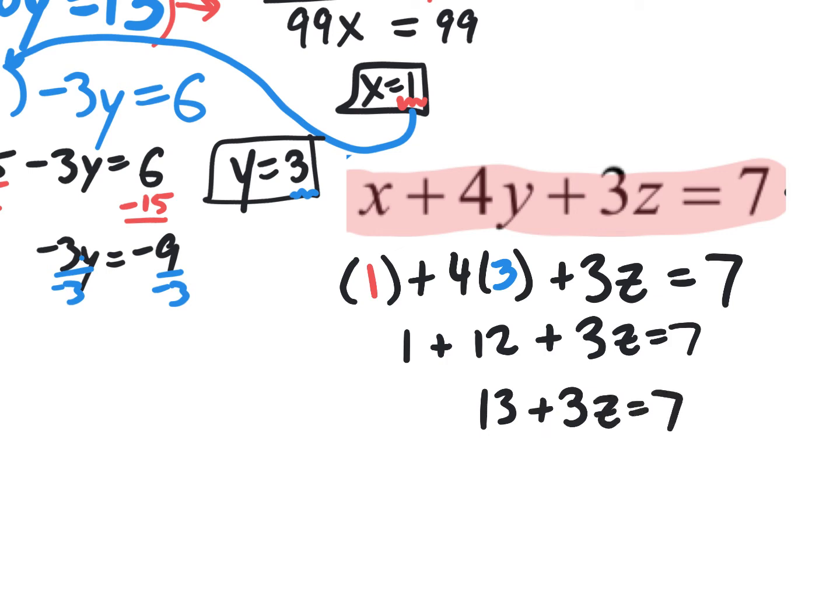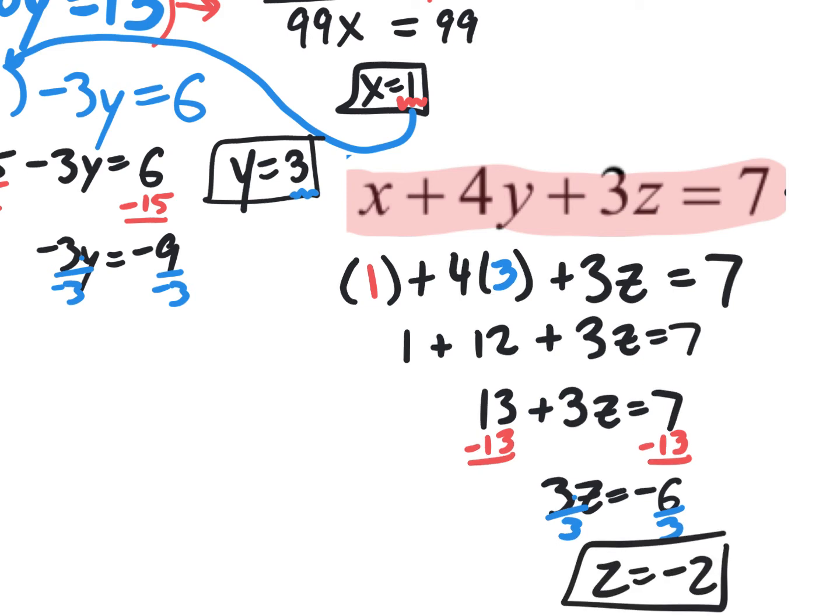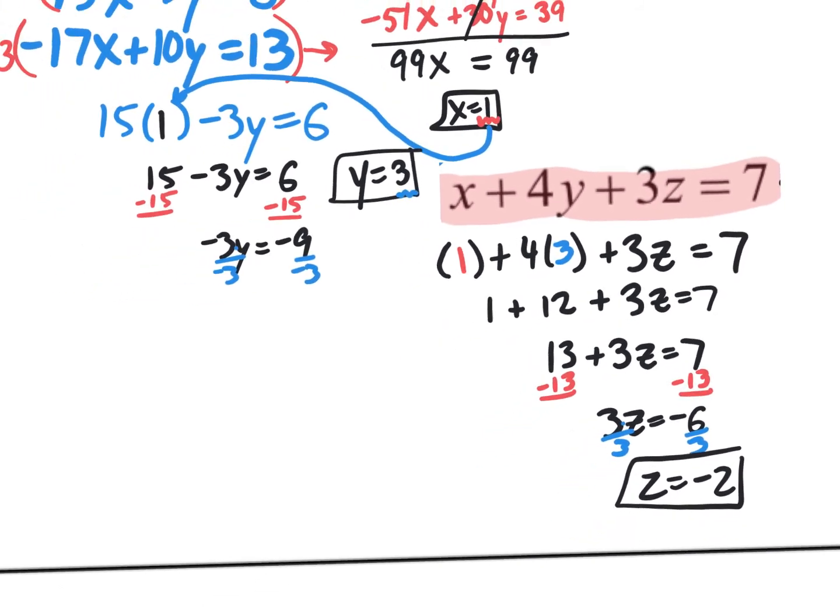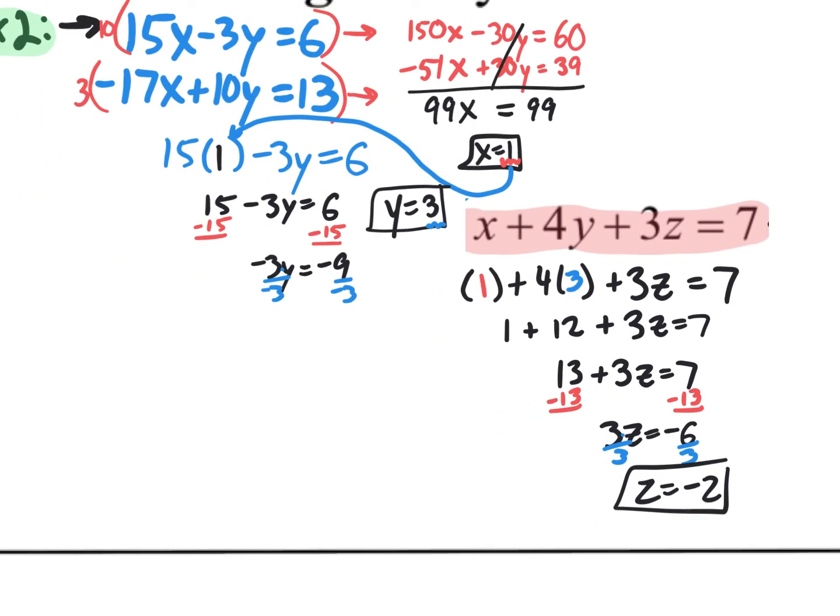Let's continue to solve for that third letter z. Let's get that 13 on the other side. Subtracting 13, subtracting 13. We end up with 3z equaling negative 6. Final step, divide by 3, divide by 3. Z equals negative 2. Ladies and gentlemen, we have our three answers. We have our answer: x equals 1, y equals 3, and z equals negative 2.